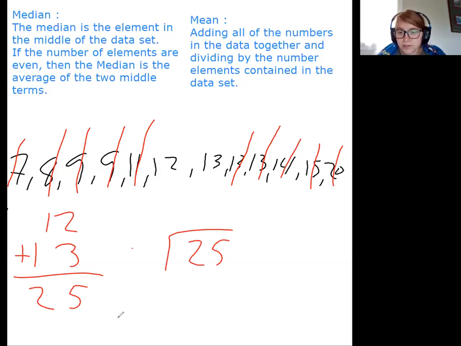25 divided by 2. 2 goes into 2 one time. 2 times 1 is 2. There's nothing carried over. 2 goes into 5. 2 times 2 is 4. Let me see if I can move this. Woohoo! 2 times 2 is 4. 5 minus 4 is 1.